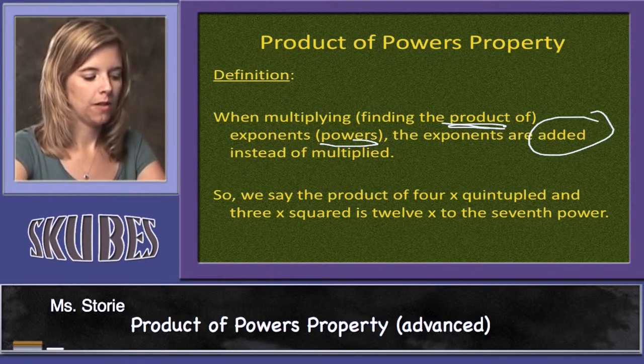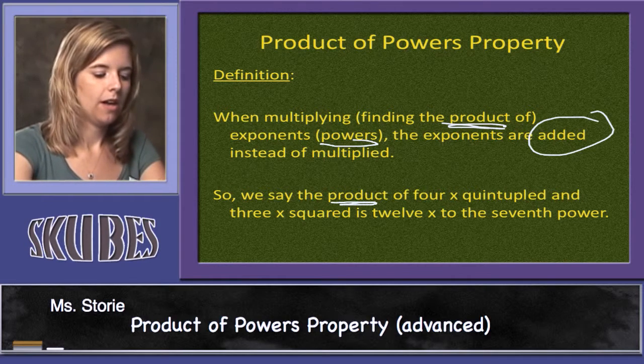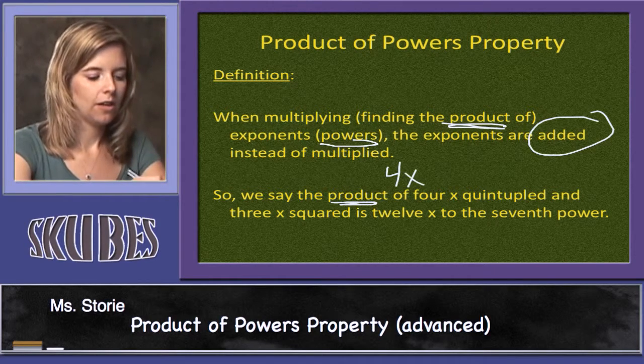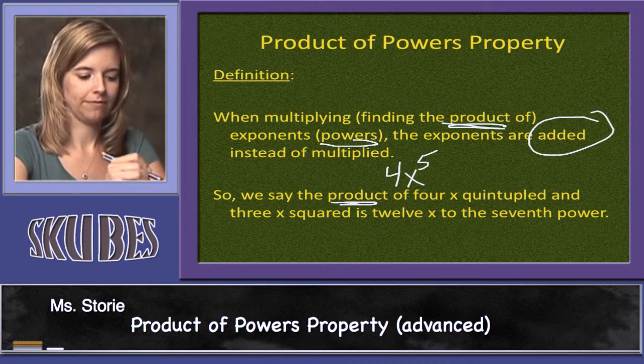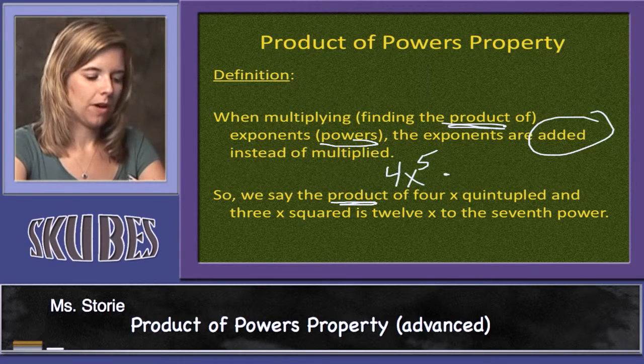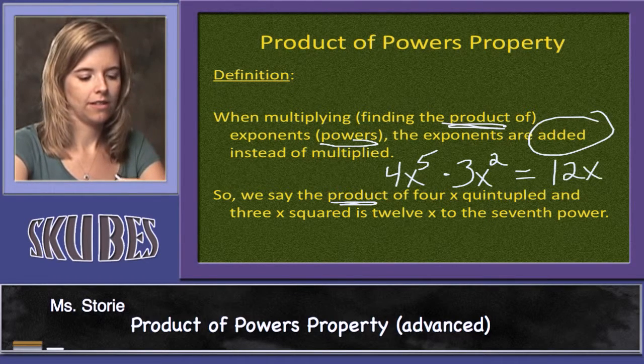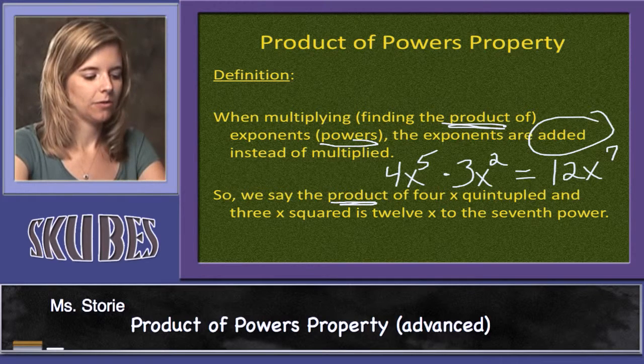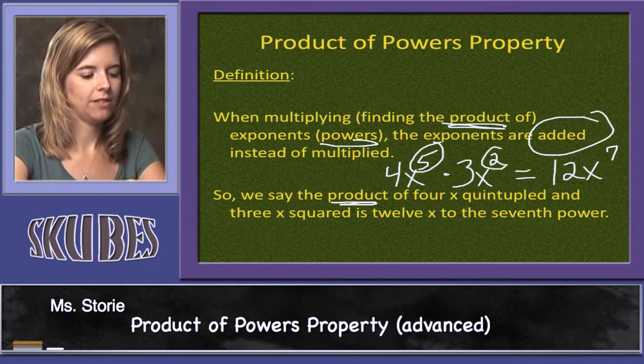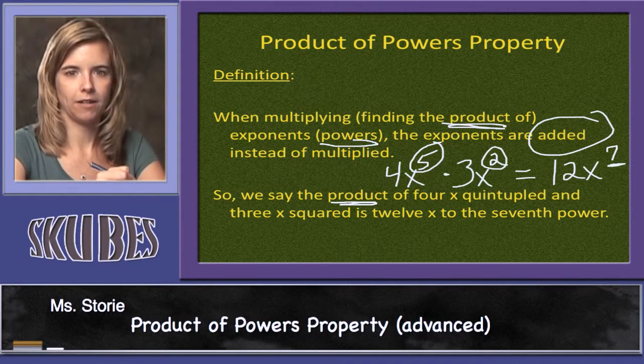So if we say we want the product, meaning we're going to multiply, of 4x quintupled, that means to the fifth, and we're going to multiply it by 3x squared, we're going to get an answer of 12x to the 7th power. Because right here, we've got a 5 and a 2, and that made 7 when we added them.